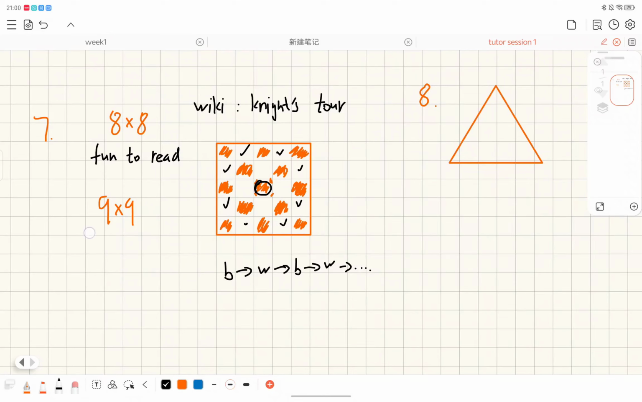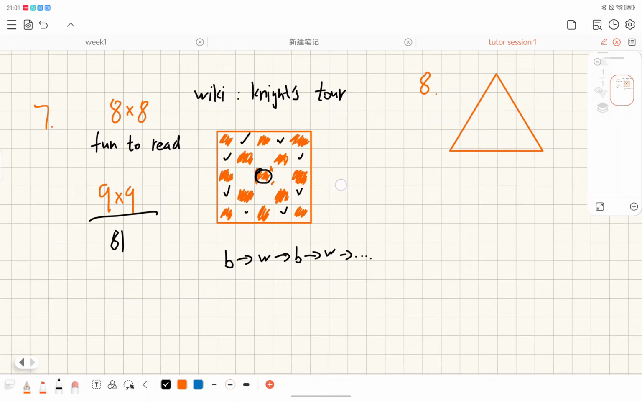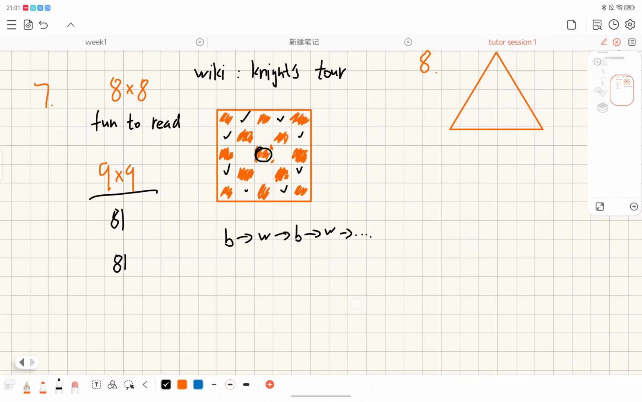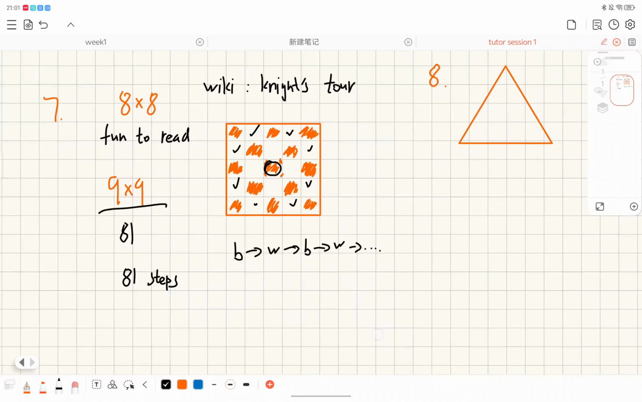So for a 9 times 9 board, we have 81 cells in all. And as we need to go through every cell and go back to the origin cell, our tour should have 81 steps. And suppose we begin in a black cell. Which color do we end with?